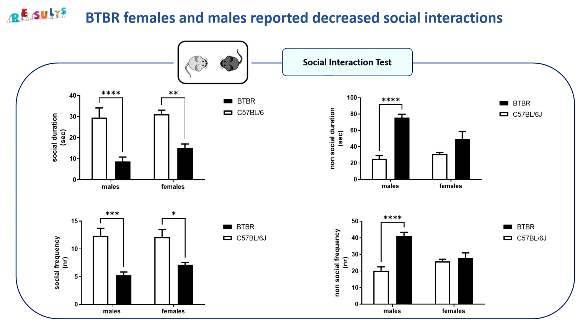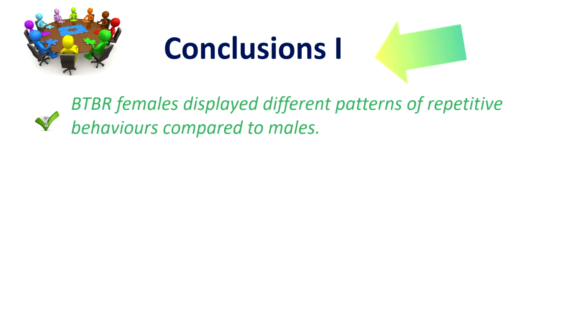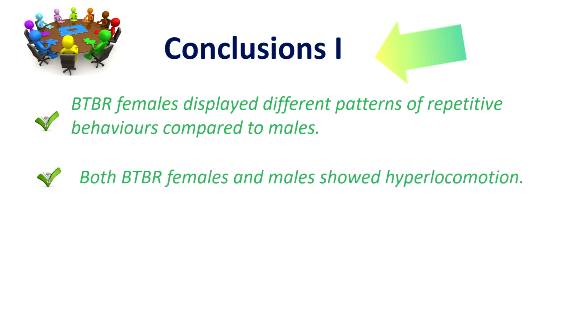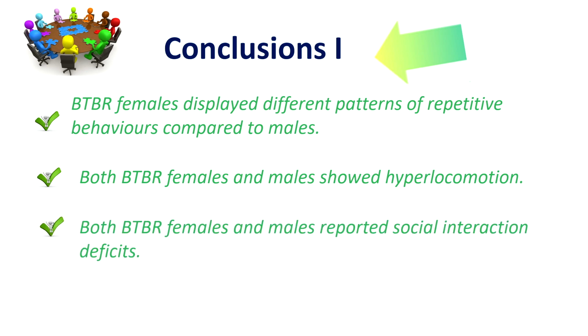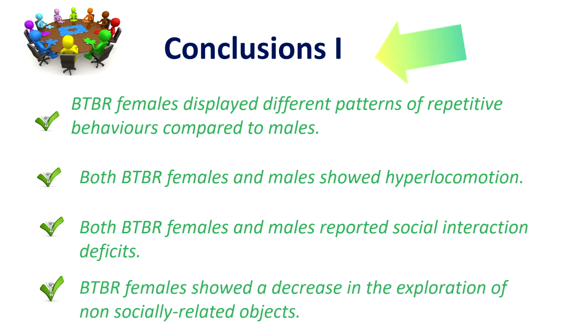But we found a difference between the two sexes when we evaluated the non-social behavior in terms of duration or frequency. So as a first conclusion of this talk, we can confirm that BTBR females display different patterns of repetitive behaviors compared to males. Males and females both showed hyperlocomotion, as I said, and both reported social interaction deficits, while females alone showed a decrease in exploration of non-socially related objects.